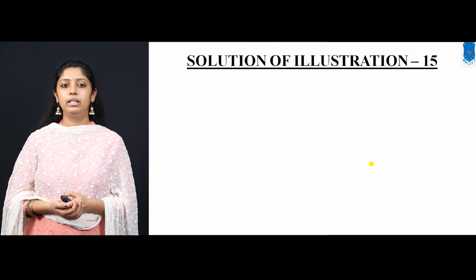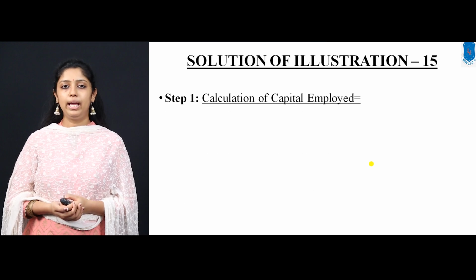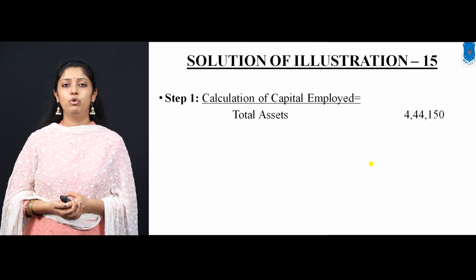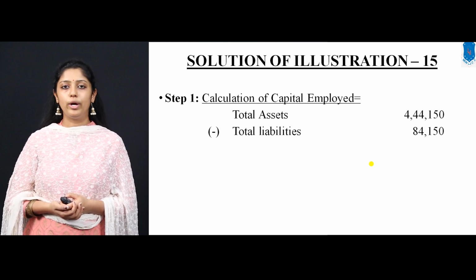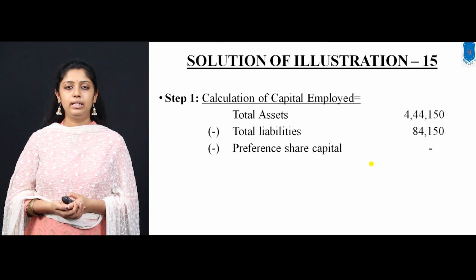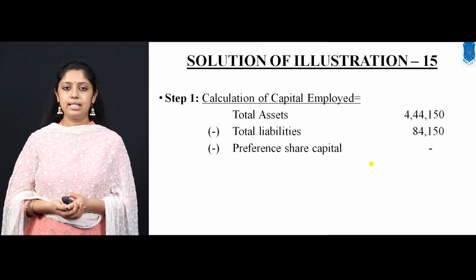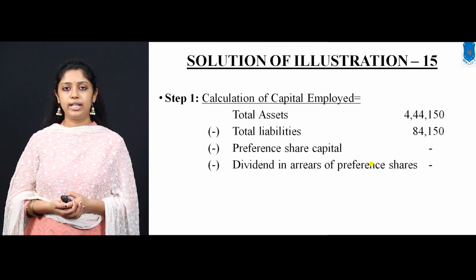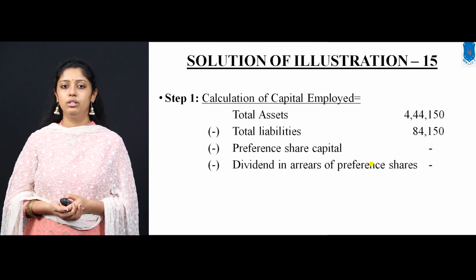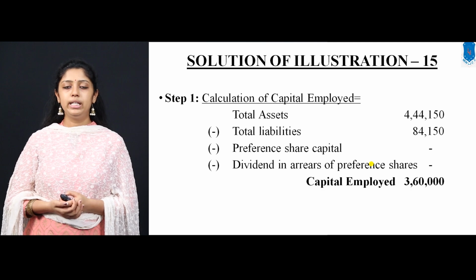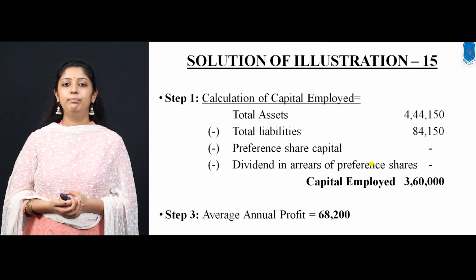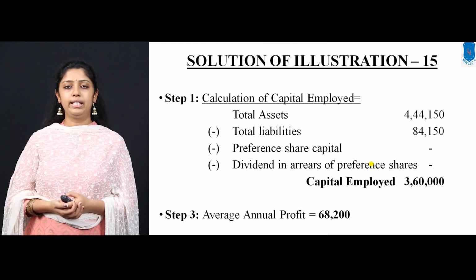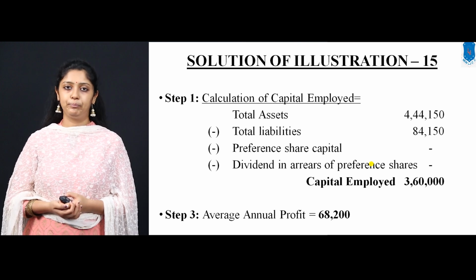Let us first calculate our step number 1, that is capital employed. Total assets 4,44,150 minus liabilities 84,150. Preference share capital is not given in the question. And lastly, dividend in arrears of preference shares is also not given, so we'll write dash. So our final answer of capital employed is rupees 3,60,000. Next, step number 3. Average annual profit, that is after tax, they have already given as rupees 68,200.